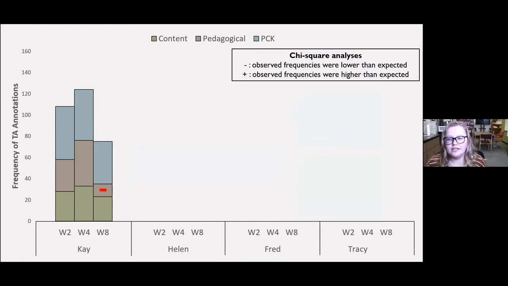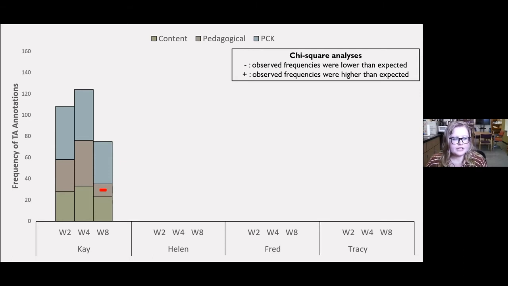And when analyzing this data, we can perform chi-squared analyses to determine if the frequencies we are observing are different than what we would expect. And so those marked with the minus sign are where the observed frequencies are lower than we would expect. And those marked with the plus sign are where the observed frequencies are higher than we would expect.